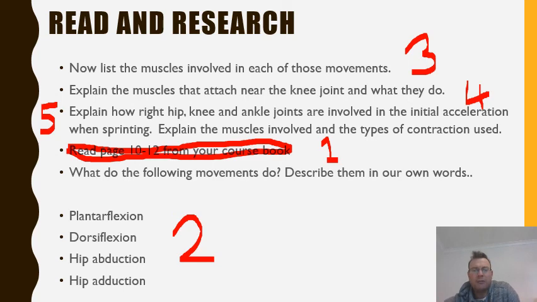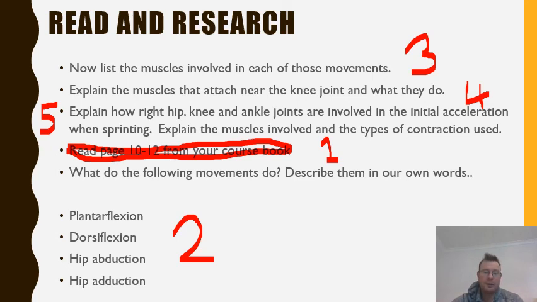You explain how the right hip, knee and ankle joints are involved in the initial acceleration when sprinting. You might need to go through the motions yourself a little bit in this, but try and review what you did earlier when you saw the slow motion sprinter and we concentrated on the right hip and the right shoulder. Now you want to put the knee in, and you're also putting the ankle in.